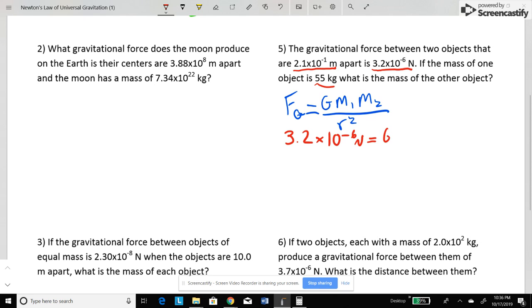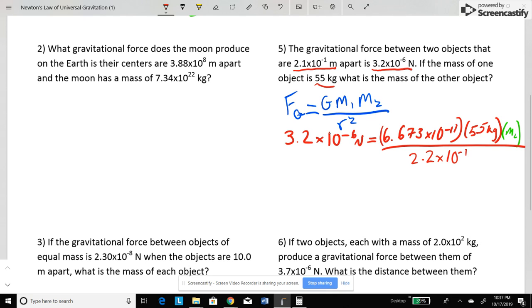I do have my G, which is going to be 6.673 times 10 to the negative 11. I do have my first mass, which is 55. I'm looking, if you guys can see, for my M2. It wants to know what the second mass is. So if I'm looking for my M2, I'm going to basically try to solve for it. So my distance is going to be 2.2 times 10 to the negative 1 meters, and then I need to square that.